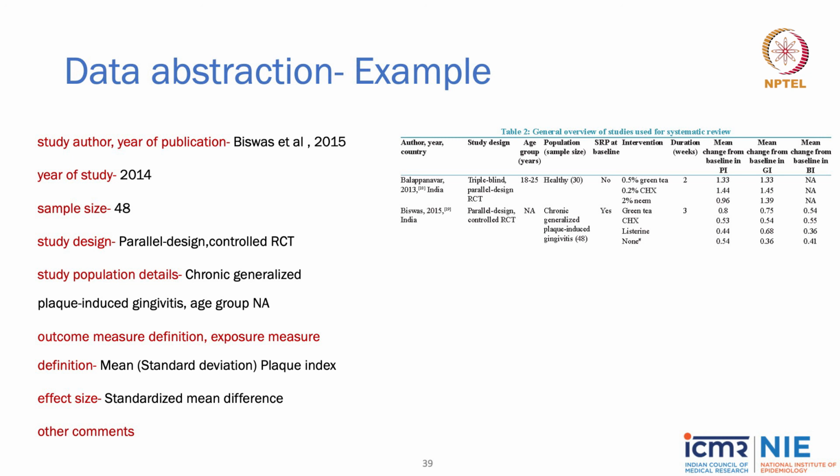If you look, this is how at the end of full text screening and data abstraction from all the full texts, this is how they have presented the data. Each row is a study. They have given some basic characteristics of the study, the comparison arms and certain details.